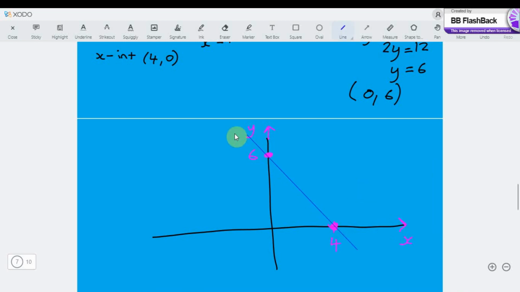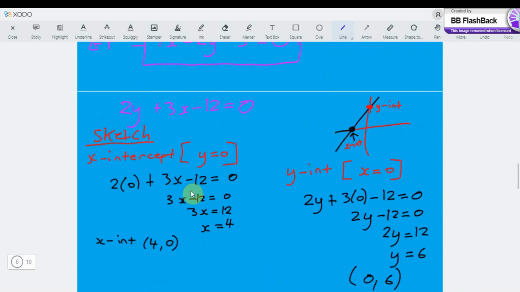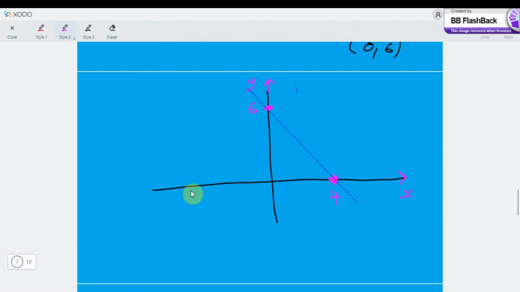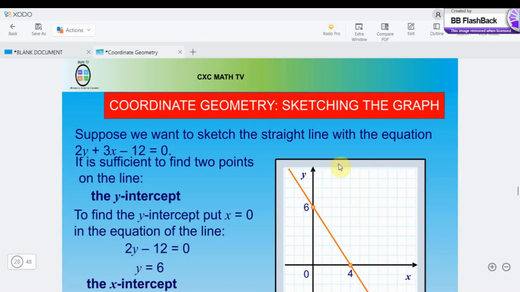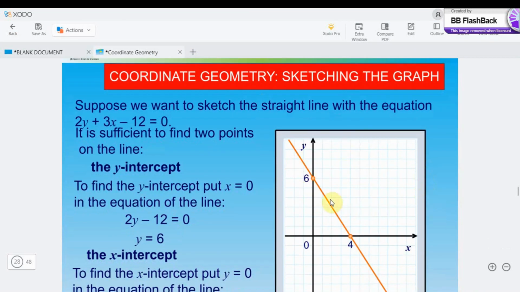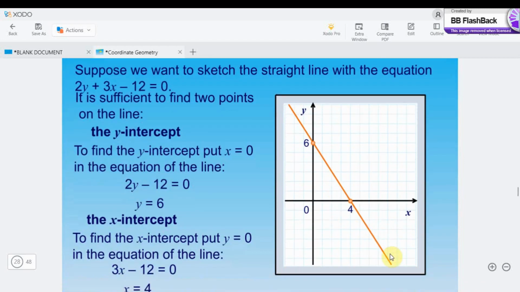That's it. And this would be a sketch of your graph. Now, what was the graph again? 2y plus 3x minus 12 equals 0. That's your graph. Easy. So if you go back and look at what they had, that is definitely what they had. You just find the x-intercept, your y-intercept, draw a straight line passing through those two points, and that's it.